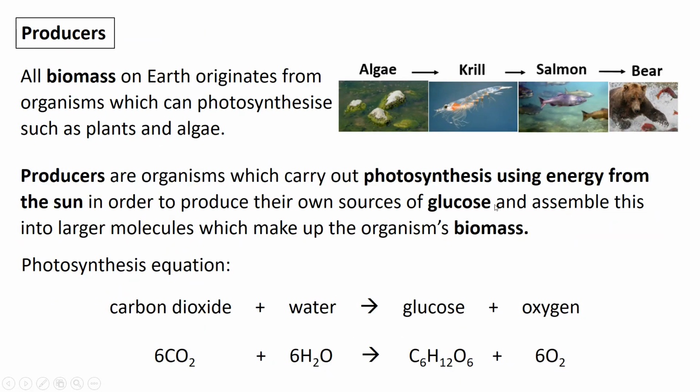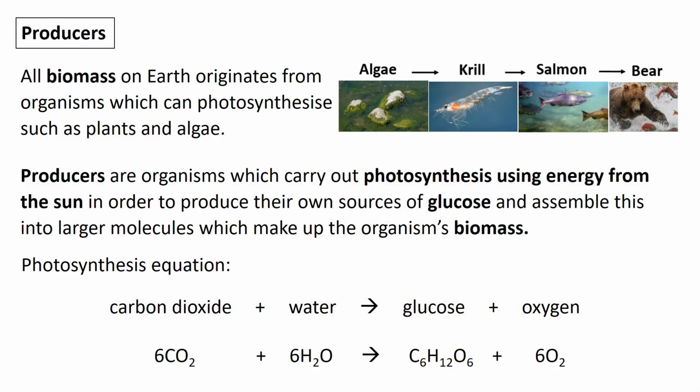And in a food web, we've got to remember that all of the biomass that exists in the food web actually originates from organisms that can photosynthesize, like plants and algae. And that's because they are called producers. All these producers can carry out photosynthesis using energy from the sun to produce their own source of glucose. And that glucose is the fundamental structure for making the biomass. It's the building block for making all of that organism's biomass.